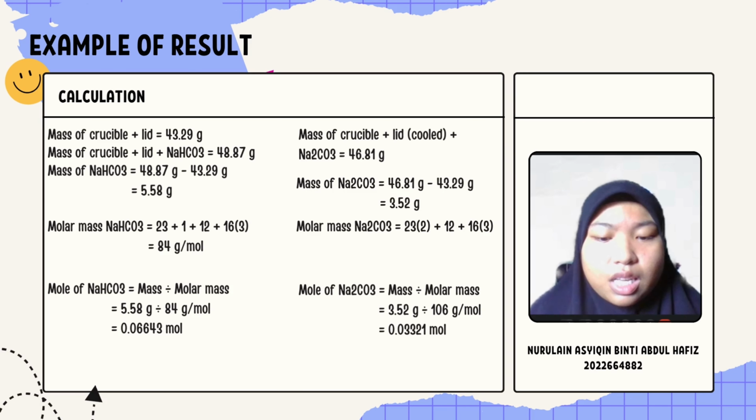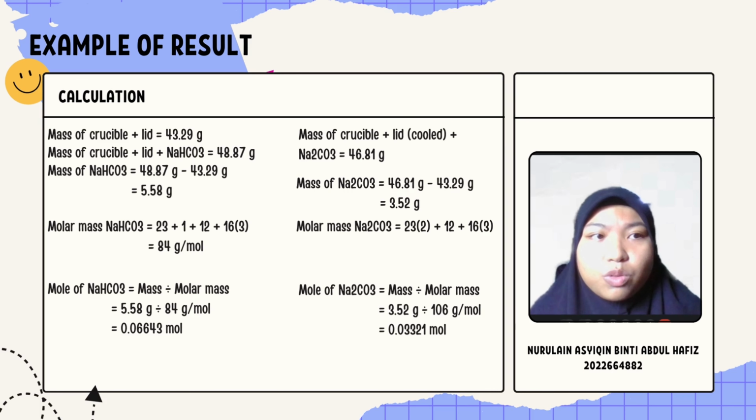To get the mass of the Na2CO3, we take the mass of the crucible plus lid plus the Na2CO3 that has been cooled, minus the mass of the crucible plus lid. So we will get the mass of Na2CO3 as 3.52 gram. To find the mole of the Na2CO3, it is mass divided by the molar mass. The molar mass of Na2CO3 is 106 gram per mole. So 3.52 gram divided by 106 gram per mole, we will get 0.03321 mole. That's all for the calculation. Thank you.